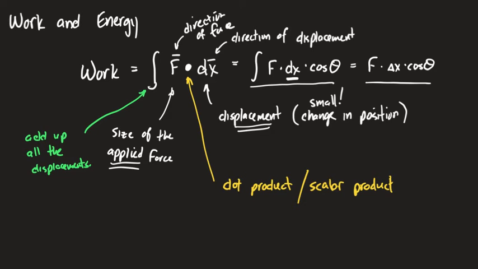Yes, sir? So you said the dot product is like how much of one vector works in the direction of another? Yes, sir. So I don't understand why you do F times dx times cosine theta. What's the reasoning behind using those measurements and multiplying them?